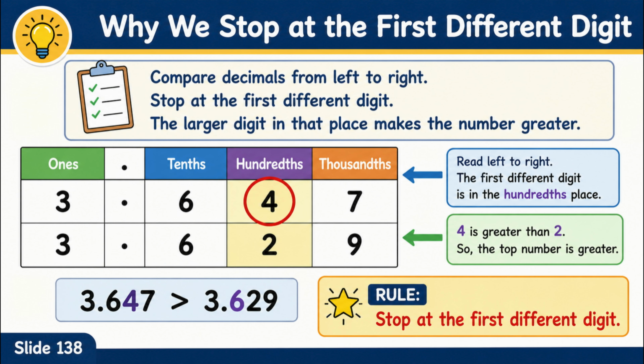Why we stop at the first different digit. When comparing decimals, we stop at the first place where the digits are different. This is because higher place values are more important than lower place values. For example, if two numbers first differ in the hundredths place, then the thousandths place cannot change which number is larger. So compare from left to right. Stop at the first different digit. The number with the larger digit in that place is greater.